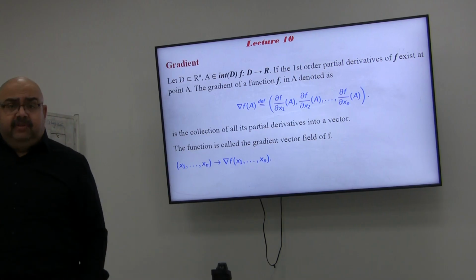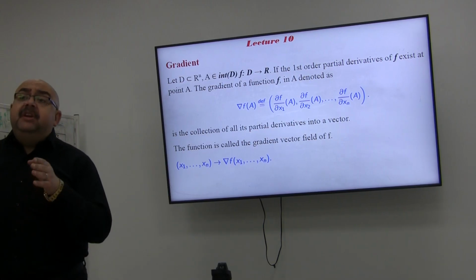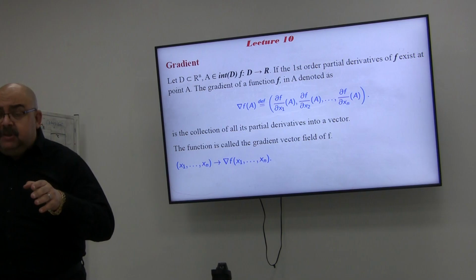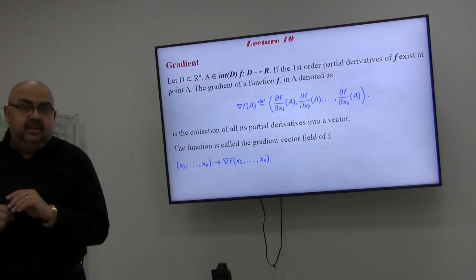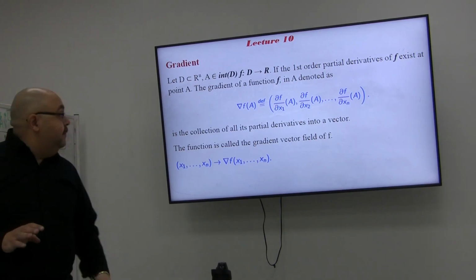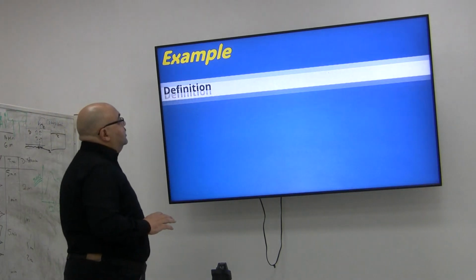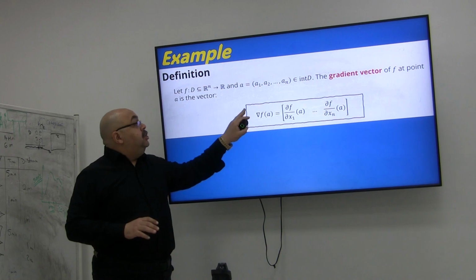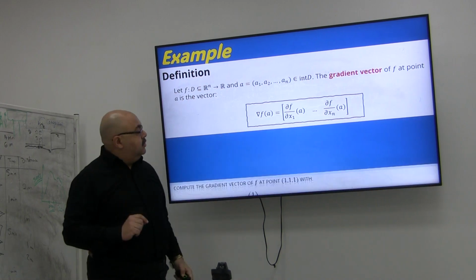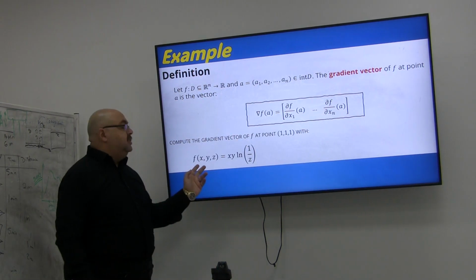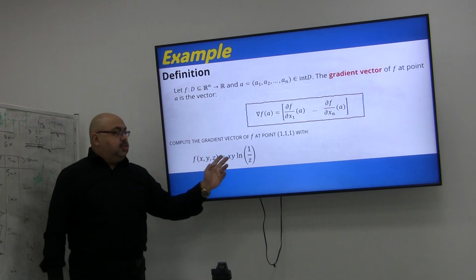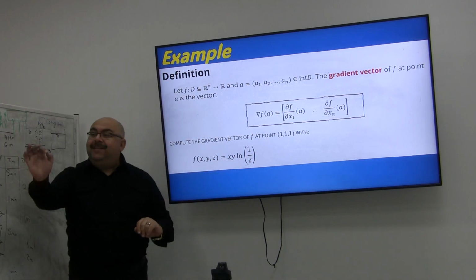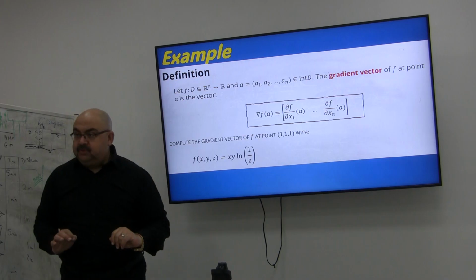How to get the gradient vector? Simply differentiate the function with respect to its variables. This is the gradient vector. For example, let me give you this example. That's the definition of the gradient vector: differentiate the function with respect to its variables. So for example, if I have this function, which contains x, y, ln 1 over z, I want to get the gradient vector. How to do it?